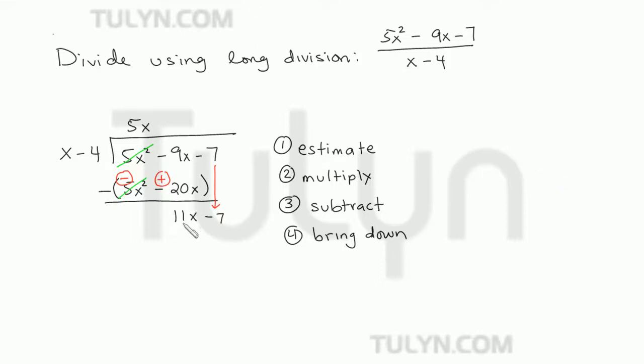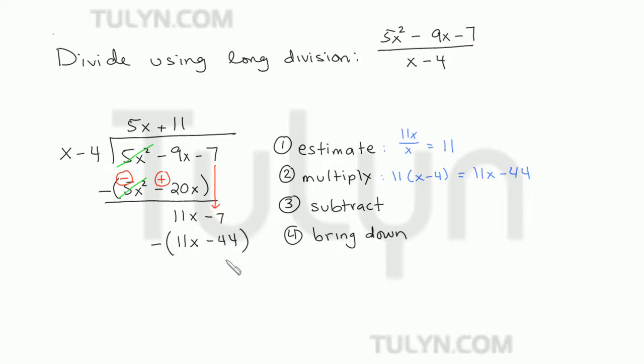So now we want to estimate this 11x into x. So dividing 11x by x, we get 11. So the next term we want to put in is 11. So then when we multiply 11 times x minus 4, we get 11x minus 44, right? So bringing that down, 11x minus 44.